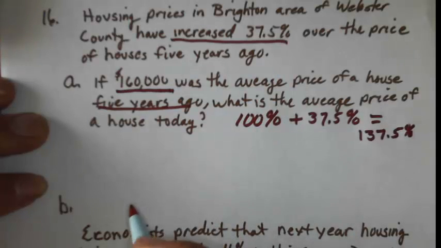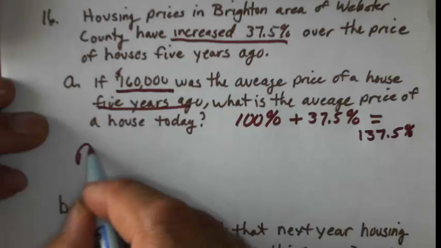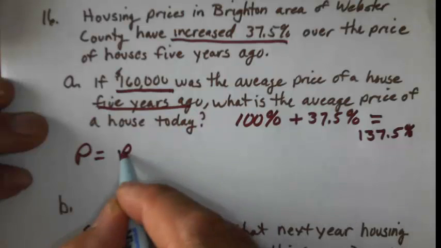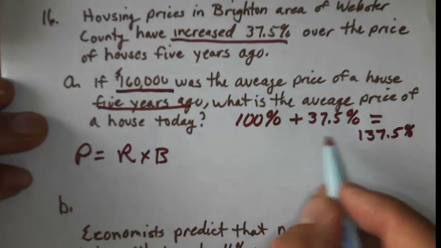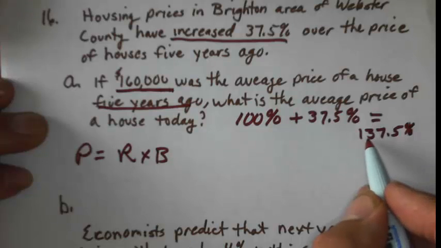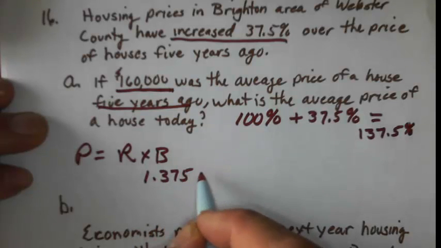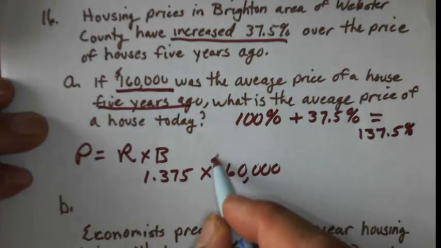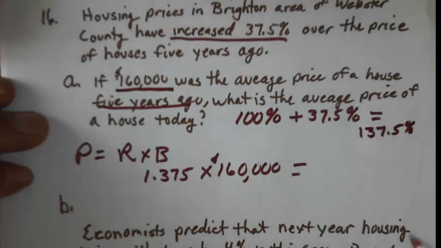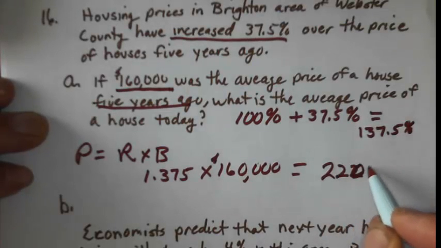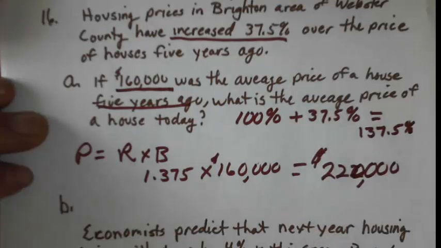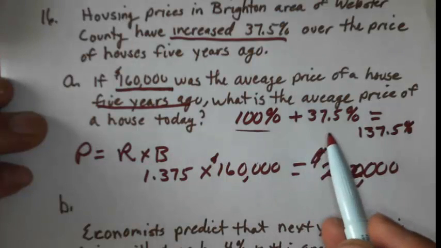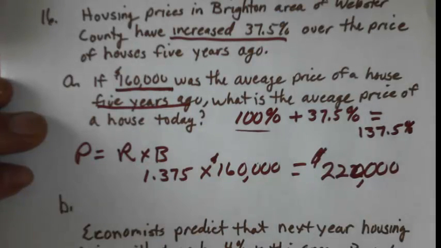So we're just doing a simple proportion problem where we're taking the rate times the base. The rate, we're going to have to take that and make it a decimal, so that's going to be 1.375 times the 160,000. Okay, and again, that's just calculator. So we would get a new total of $220,000. So again, you're always going to have to deal with that 100% and add or subtract, digging through the problem to find out exactly what you need.